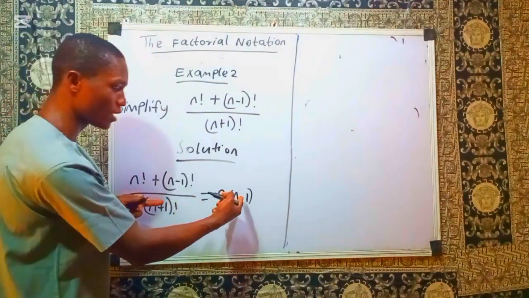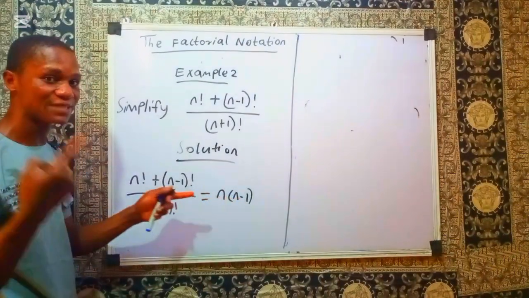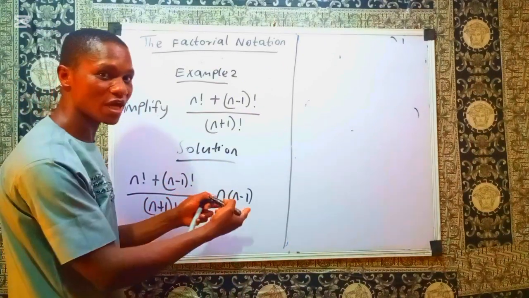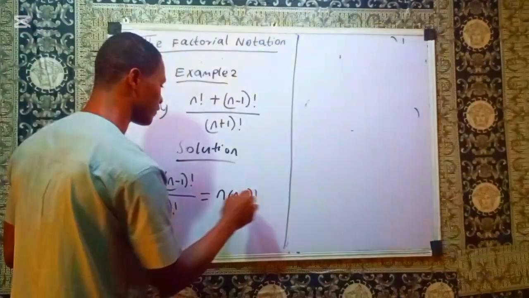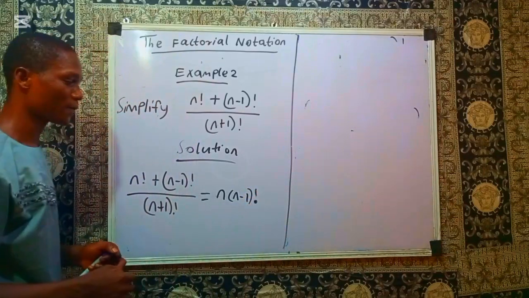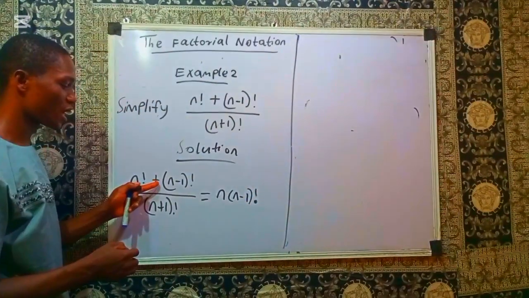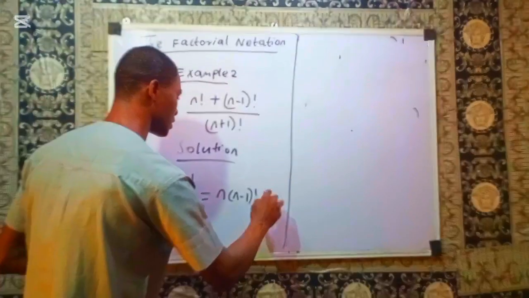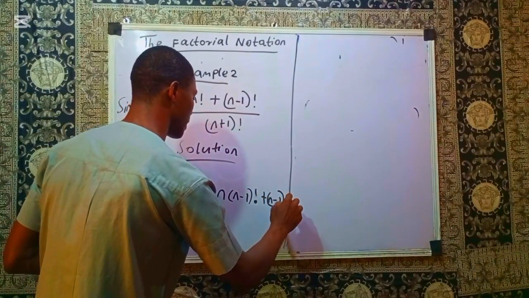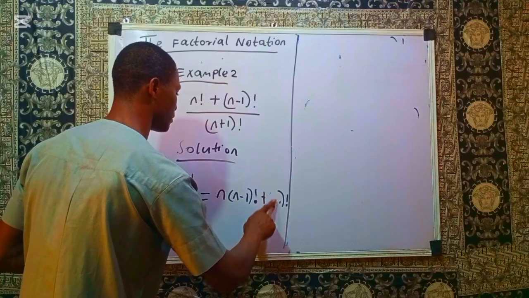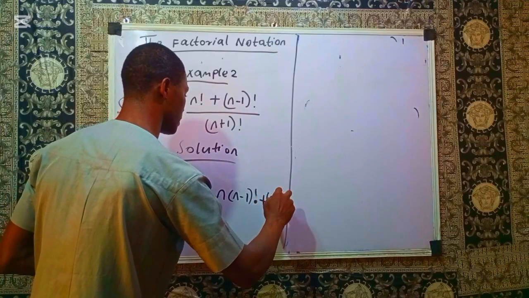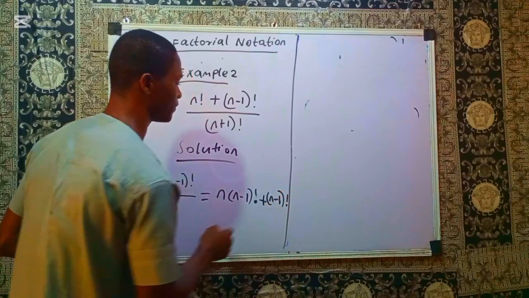So we are going to stop here. And because we did not expand n factorial down to 1, we are stopping at the middle, we have to put factorial. So we have n multiplying n minus 1 factorial. Then the next term we have is what? Plus n minus 1 factorial, right? We have plus n minus 1 factorial.